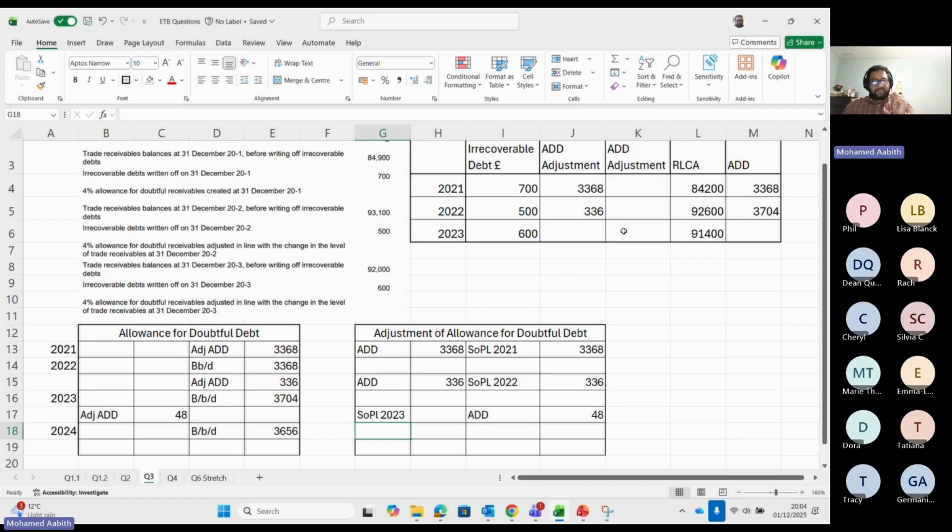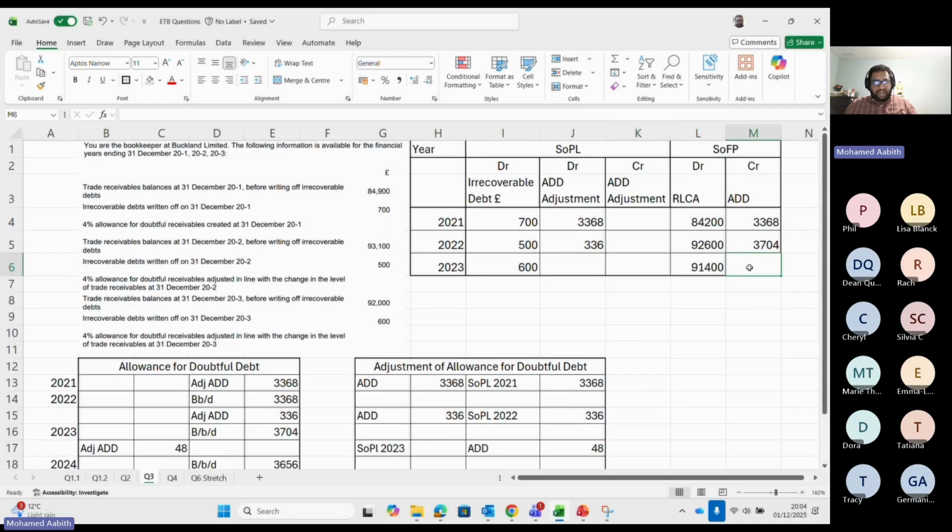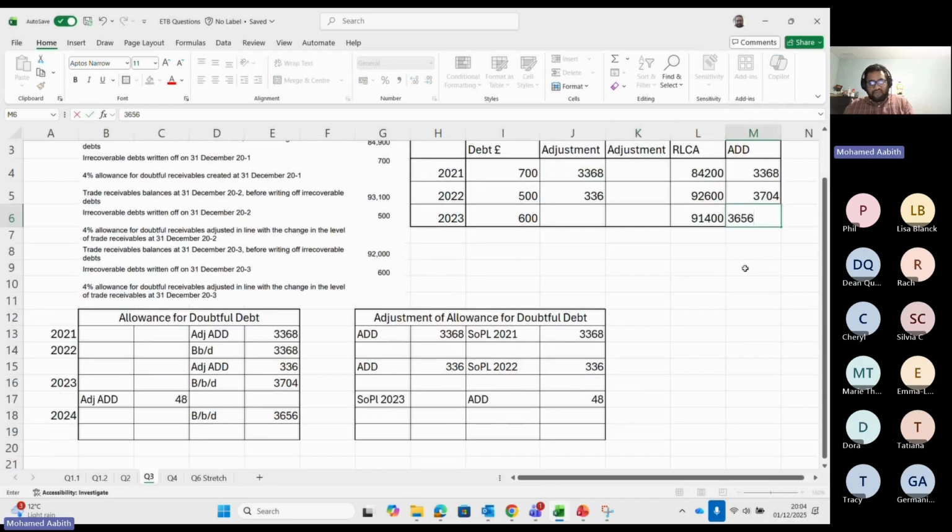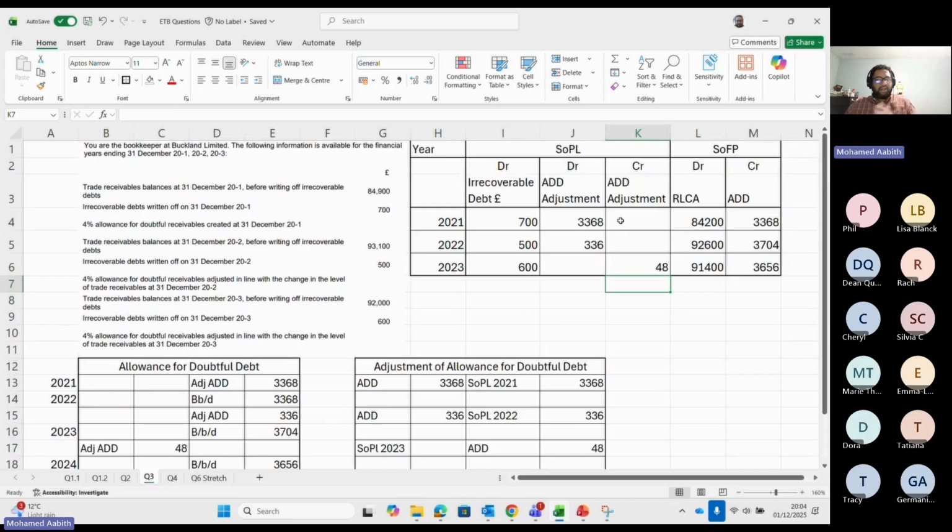So what is the adjustment in this scenario? On the statement of financial position, you have 3,656 for allowance for doubtful debt. The adjustment was 48 pounds on the credit side of my statement of financial position. Can you see here? This one is the initial creation. This one is to increase my allowance for doubtful debt. Can you see here? That has now gone up from there. And in the third year, the allowance has come down. This is how we do these questions, guys. You have to keep an eye out for these questions.